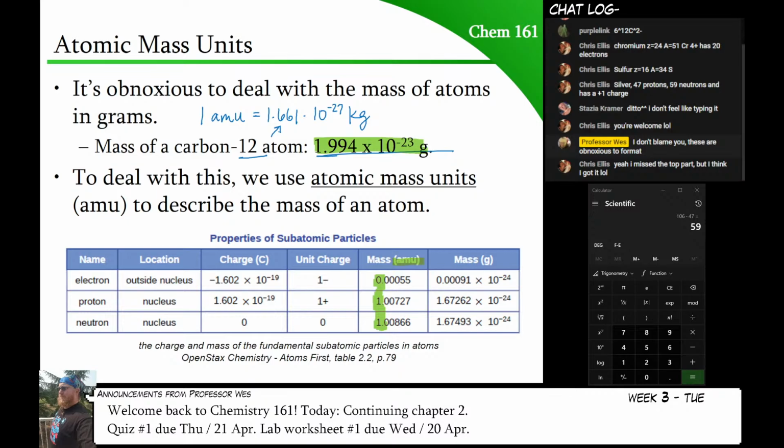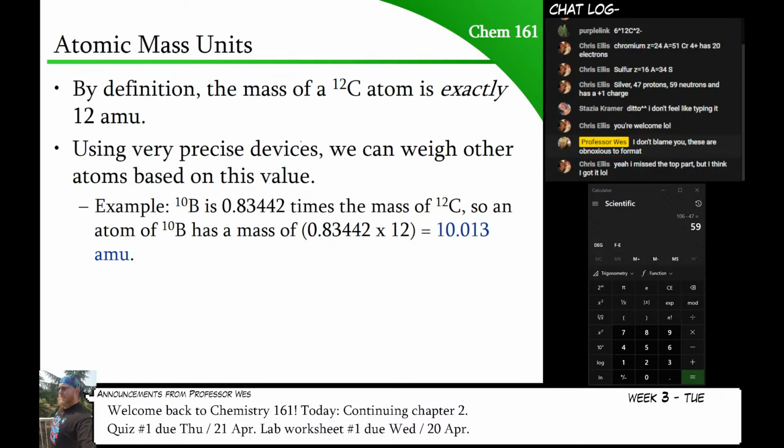With that definition in mind, we can figure out the mass of any atom relative to a standard. The standard that we use is carbon-12. So that's the mass of a carbon-12 atom, and we're going to set that equal to exactly 12 AMU. Then we're going to weigh everything relative to that.